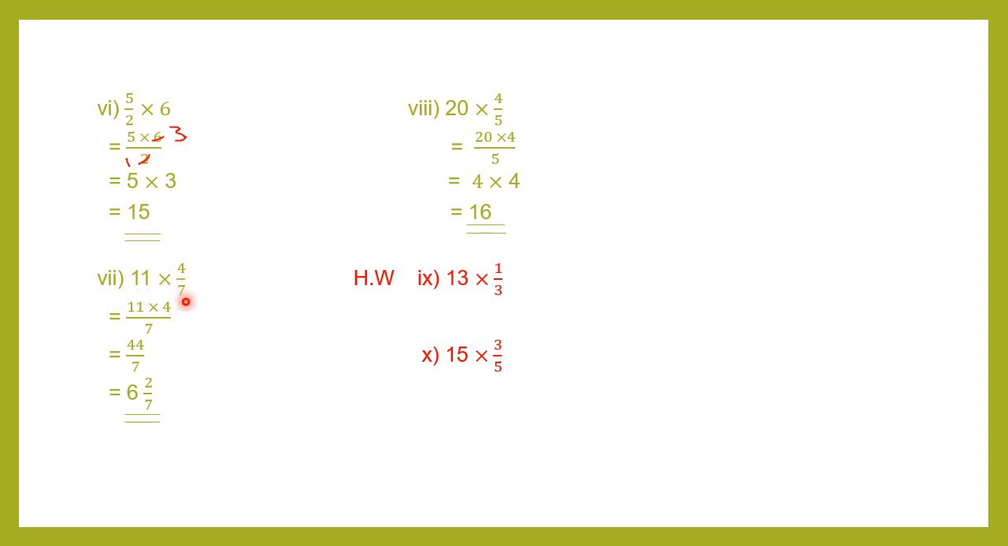11 multiplied by 4 by 7. So 11 multiplied by the numerator, here 4. So 11 fours are divided by 7. 11 fours are 44. 44 by 7. It's an improper fraction. Convert to mixed fraction by dividing 44 by 7.